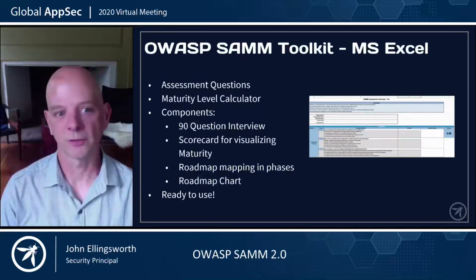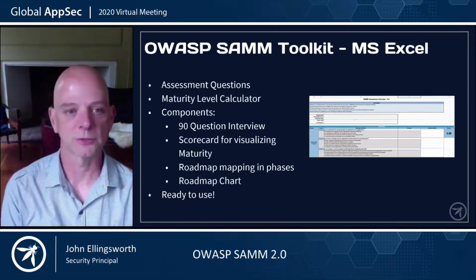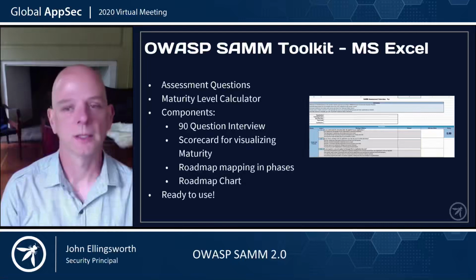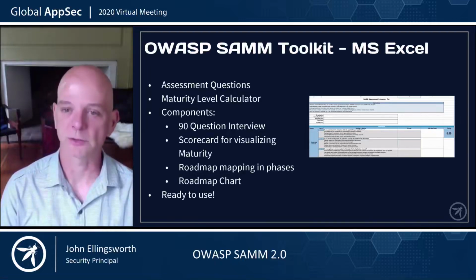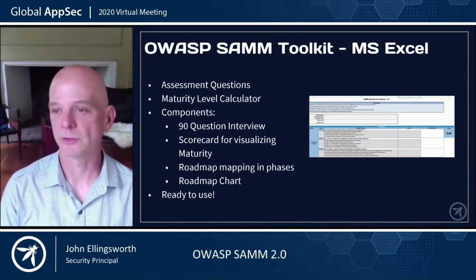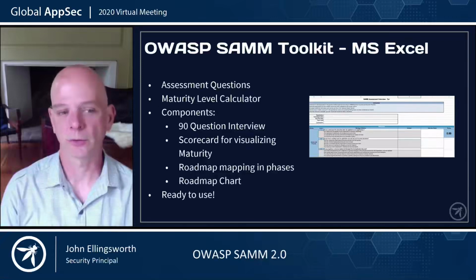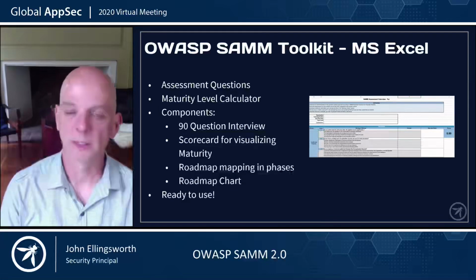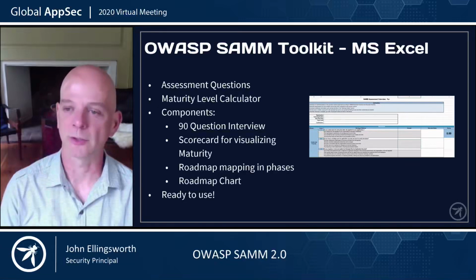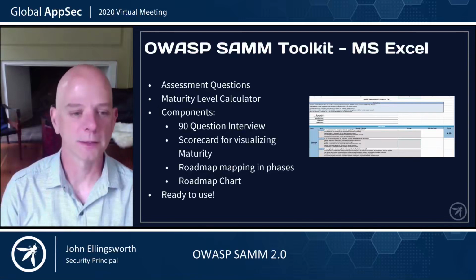The OWASP SAMM toolkit for Microsoft Excel contains all the assessment questions from the framework. There are 90 questions in total, and it does automatic maturity level calculations. As you go through each of the questions, there's a rating box you can see in the screenshot on the right that will represent your current maturity level. There's also a scorecard sheet within the file that allows you to visualize your maturity level. It has a roadmap calculation tool that allows you to select your desired maturity level in each of the phases in order to come up with a plan. And then there's a roadmap chart that will show you your progress over time.